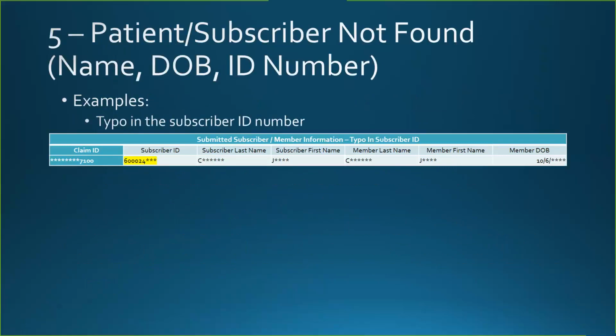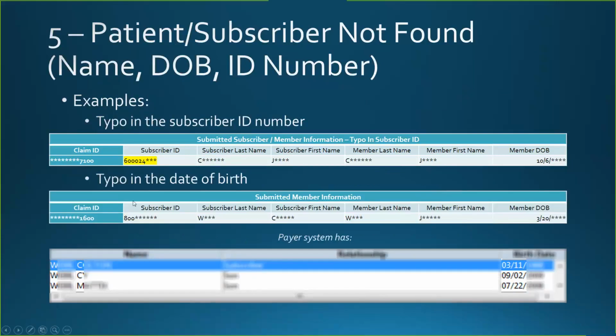And last but not least, we need to get to that member to be able to process your claim. So the patient or subscriber not being found due to name, date of birth, or ID number. So I've provided some real-life examples that I've redacted for you. So Select Health offer IDs start with an 8, unless it's a Medicaid ID, in which case it would start with a 0. And here we see that they submitted a subscriber ID that started with a 6, so we're not going to be able to find that in our system.